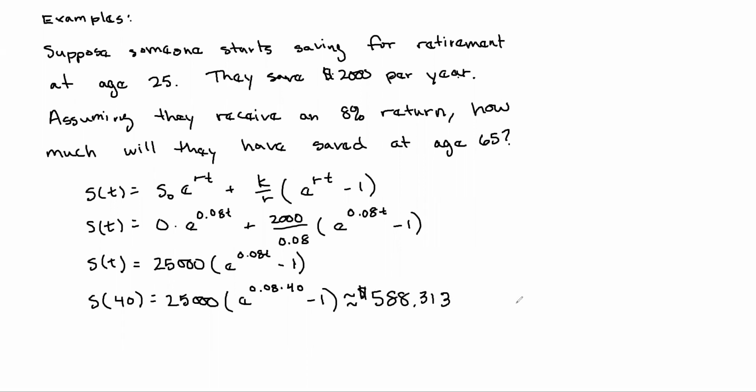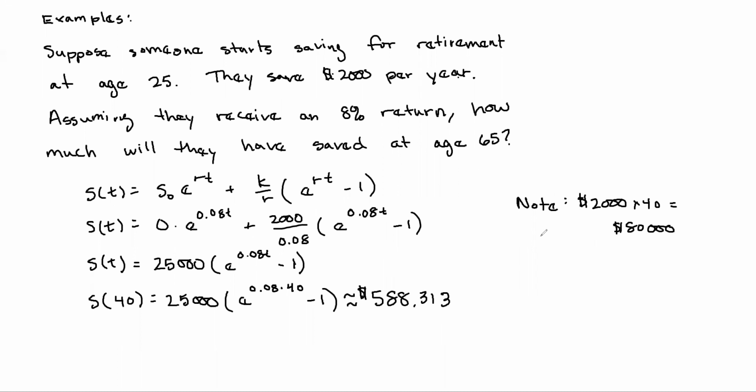Okay, and so one thing to note is that this sounds like a lot of money, especially when you consider that this person saved $2,000 per year for 40 years. So 2,000 times 40 equals $80,000. They only invested $80,000. And if that seems surprising, that's the power of compound returns.